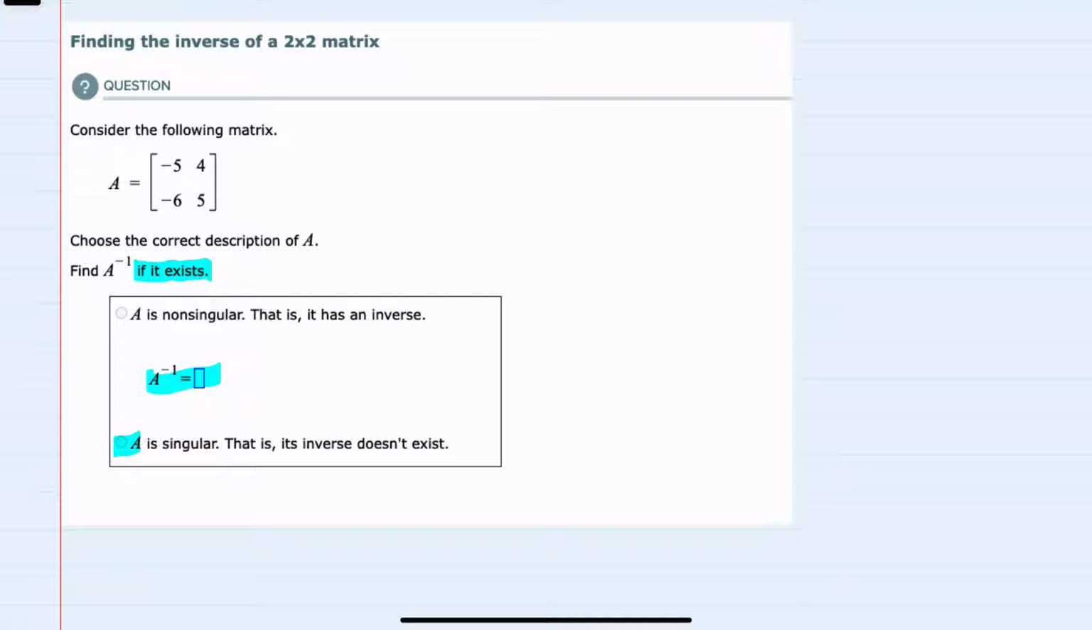And as we start trying to find the inverse, I'll talk about what might happen that would lead us to choose the option saying that A is singular because it doesn't have an inverse.